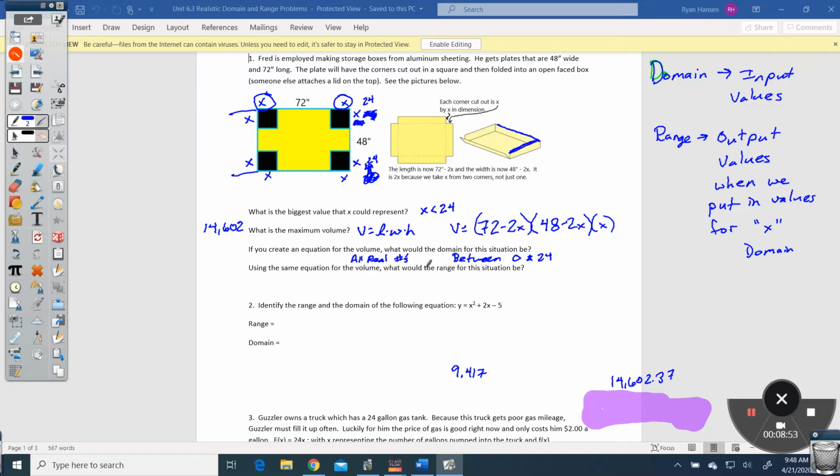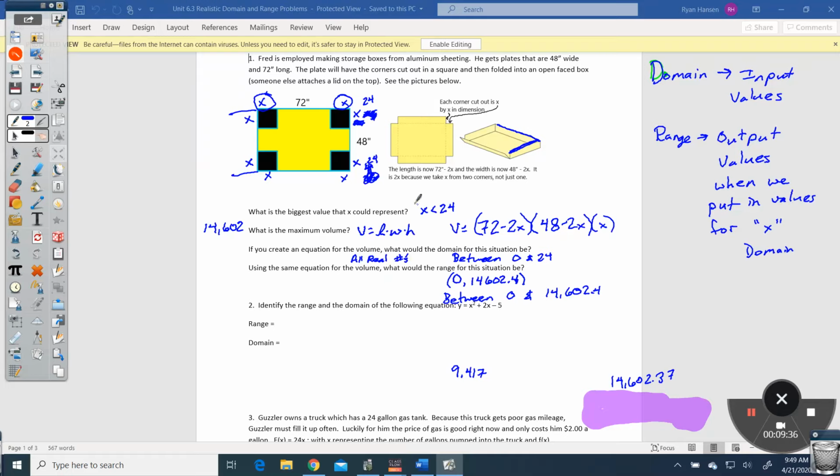Using the same equation for volume, what would the range be? Remember, the range is the volume. So the volume could be at 0, and the maximum volume was 14,602 and a little bit. We could just put 0.4, and that'll cover. So it's going to be between these. So that's how we write it one way. The other way we could write it is all reals between 0 and 14,602.4. Okay, so that covers all of those possibilities. So now that's question number 1.